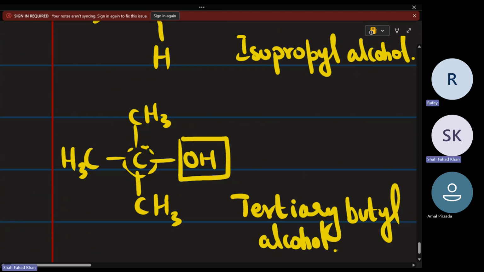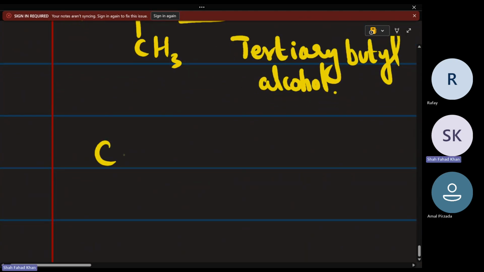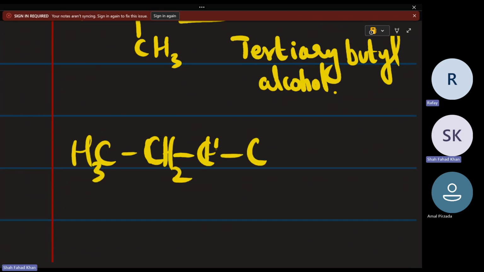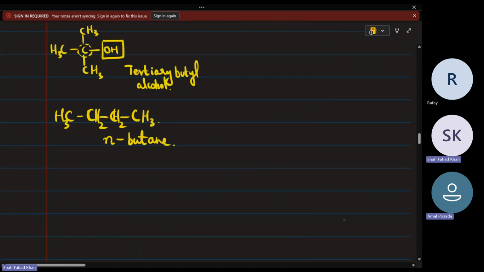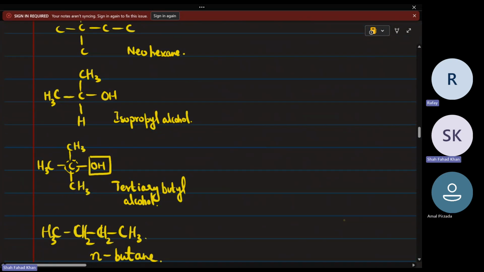Now, if you have an alkane in a straight chain only, something like this, then what is it called in common naming? It's the same prefix and suffix naming, but because it's a straight chain, we just add this n in front of it. This is called n-butane. That's it. Nothing else. So with this, the trivial naming is completed for all the alkanes.